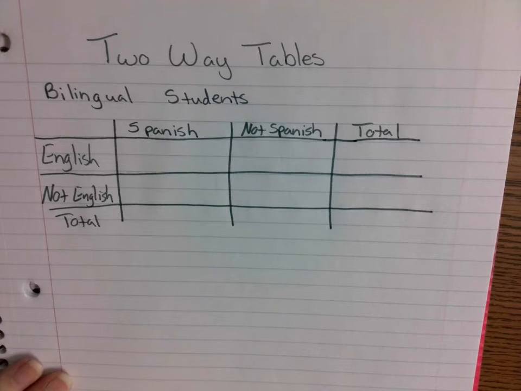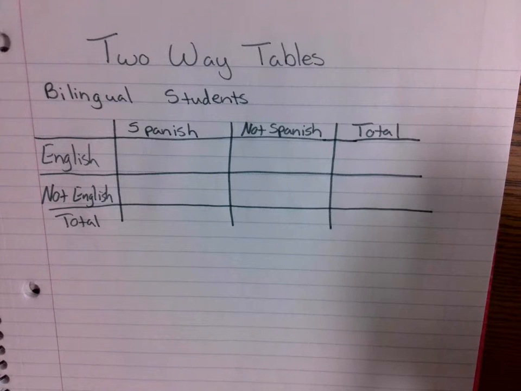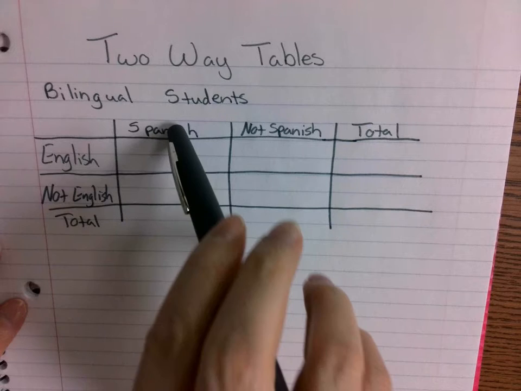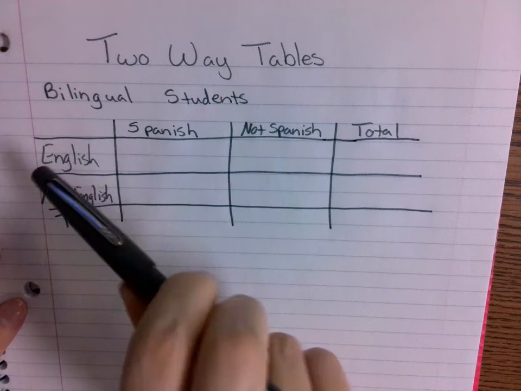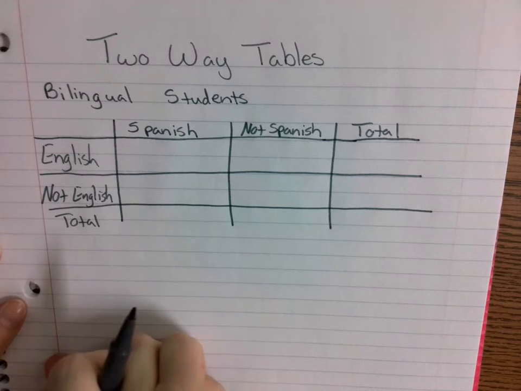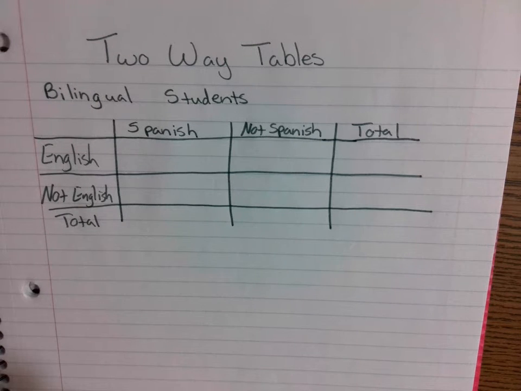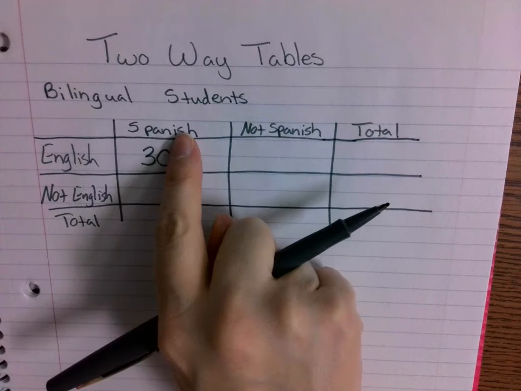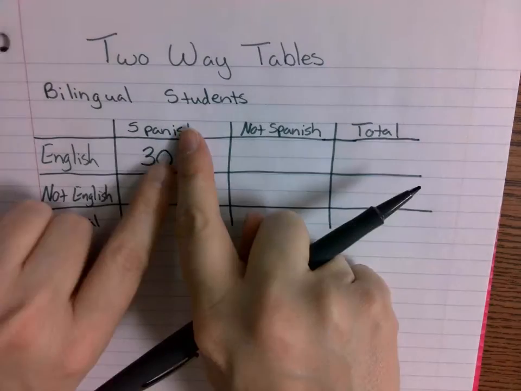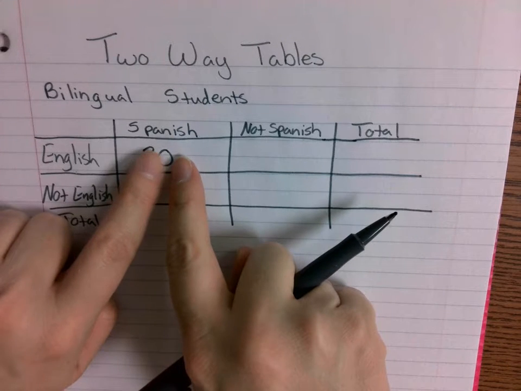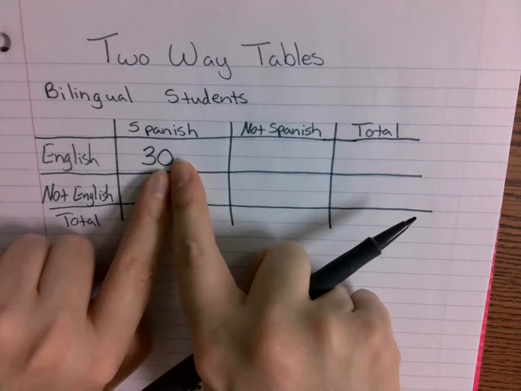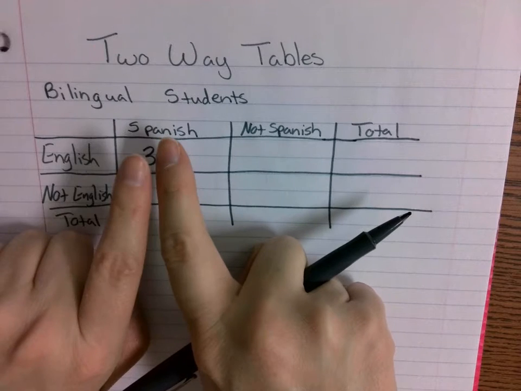So this is the setup of your two-way tables. You have information of this: it either happens or it doesn't, and a total. And then another: either it happens or it doesn't, and a total. Okay? And let's say that we have something like 30 students who speak both Spanish and English. If they speak both, then it's going to go in the box that is under the Spanish column and the English row. This represents that they speak both languages.